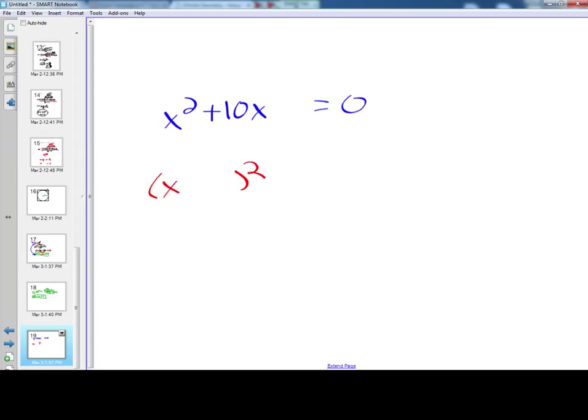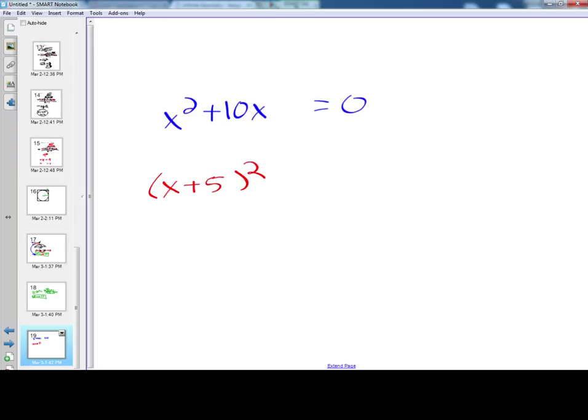We're doing the opposite. Where did this 10x come from? It came from those two outside insides, right? And we doubled it. So how do we get this number back? Divided by 2. Half it. Good job. So plus 5. So we're going to half that.